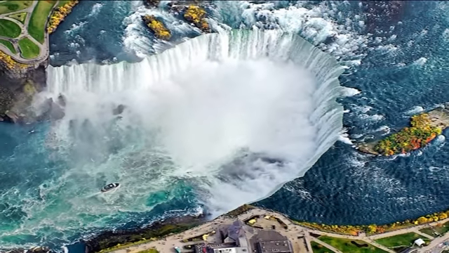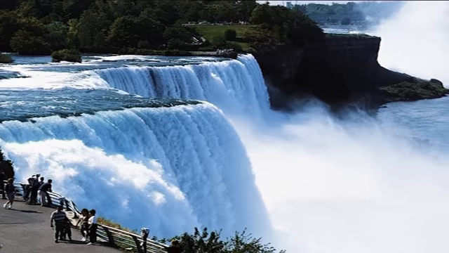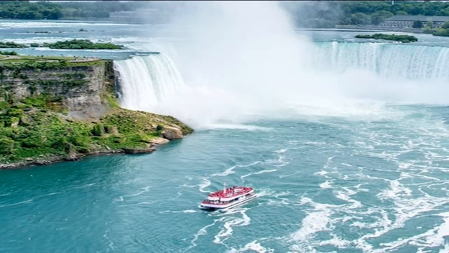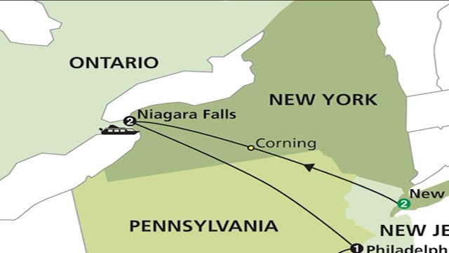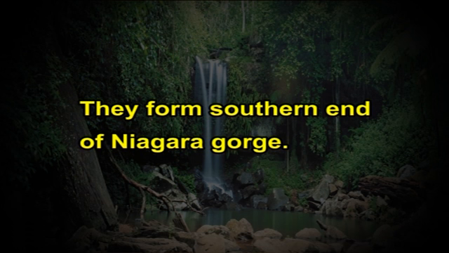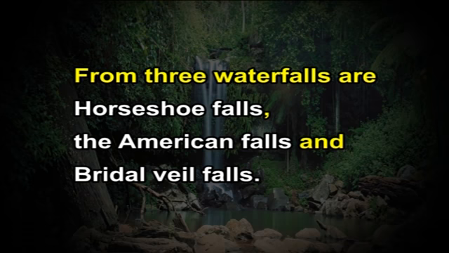It is the collective name given for three waterfalls that straddle the international border of USA and Canada, specifically between the province of Ontario and New York. They form the southern end of Niagara Gorge. The three waterfalls are Horseshoe Falls, the American Falls, and the Bridal Veil Falls.